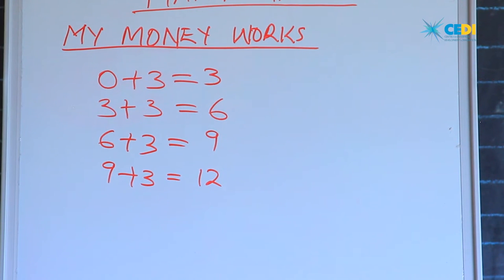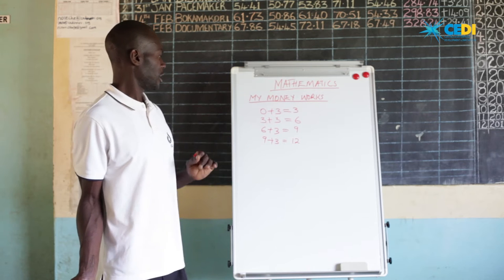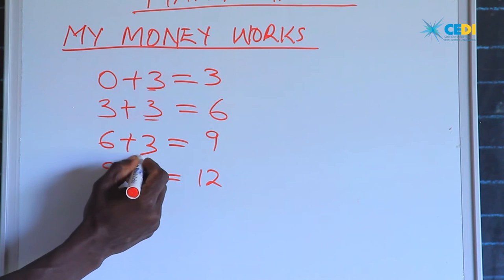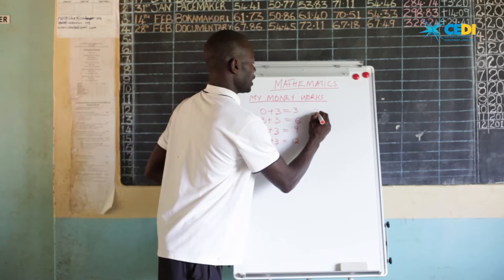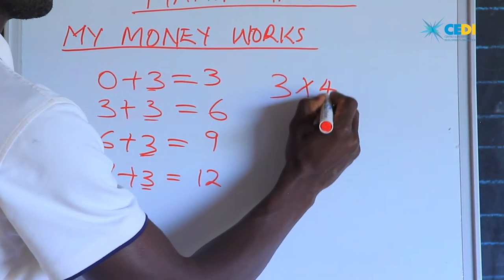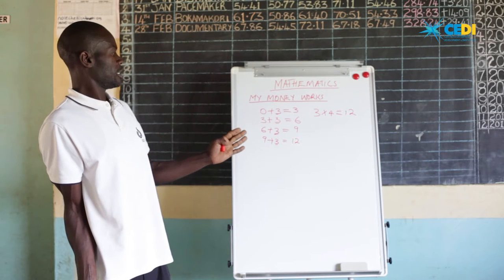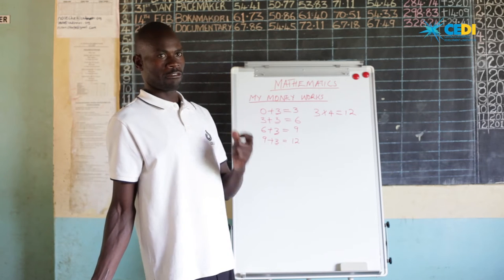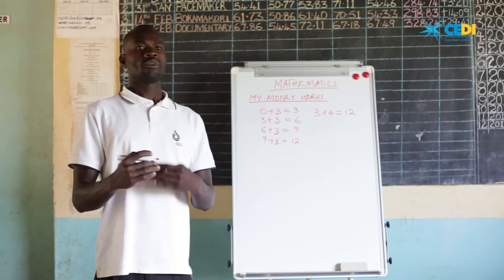Now, you may ask yourself, how many times have you added 3 shillings? Because initially, you didn't have any amount of money. You realize that you've added 1, 2, 3, 4. So it means that 3 times 4 is equal to 12, because you have added 3 shillings 4 times. That brings us to the simple multiplication fact. That is originally where we get multiplication. It is addition. Continuous addition.